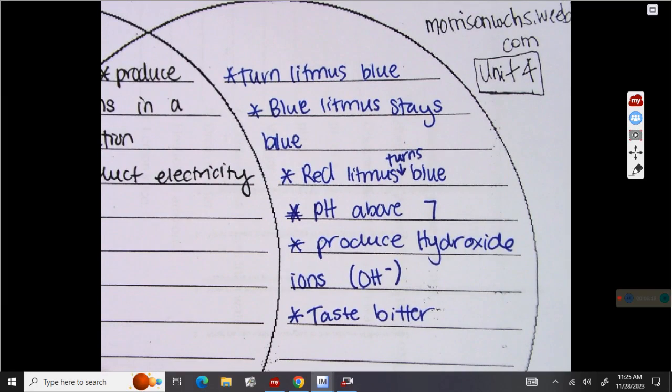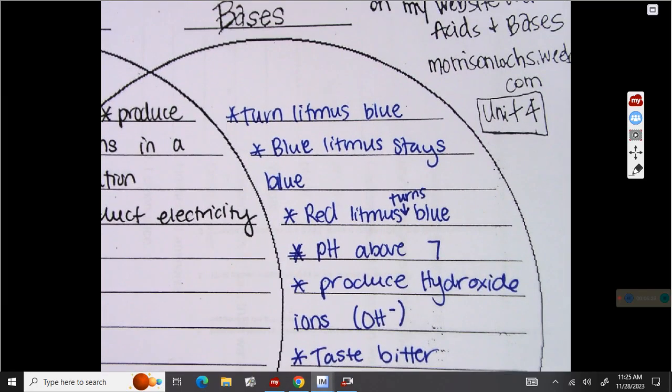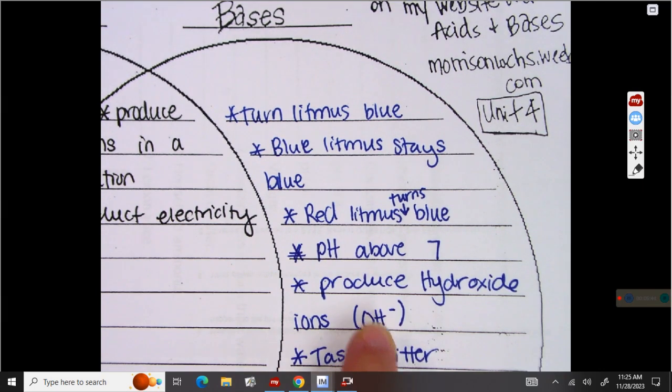Bases turn litmus paper blue. What that means is if you have a blue litmus paper, it is going to stay blue. If you have a red litmus paper, it will turn blue. Their pH levels are anything above 7, so 7.1 to 14. They produce negative hydroxide ions in a solution. Hydroxide is OH minus, so when you see that, if there is more of that in your solution, you've got a basic solution. Bases, which start with a B, also taste bitter.